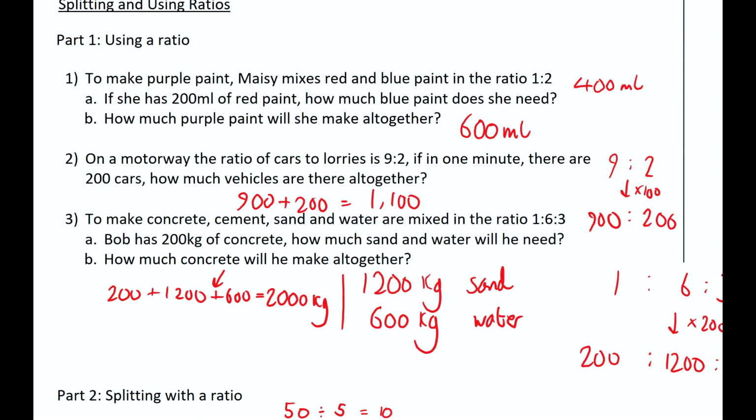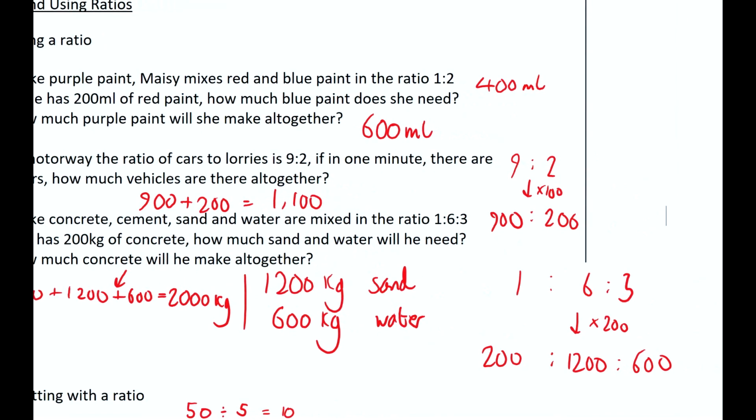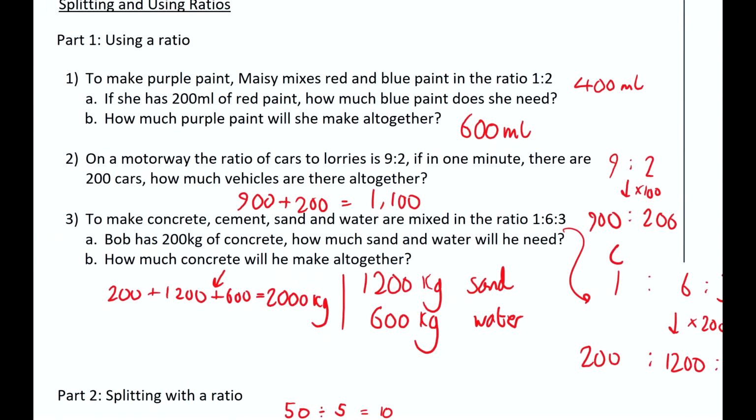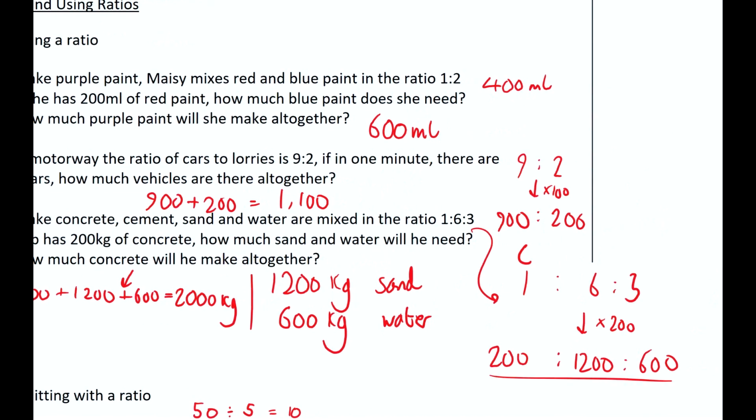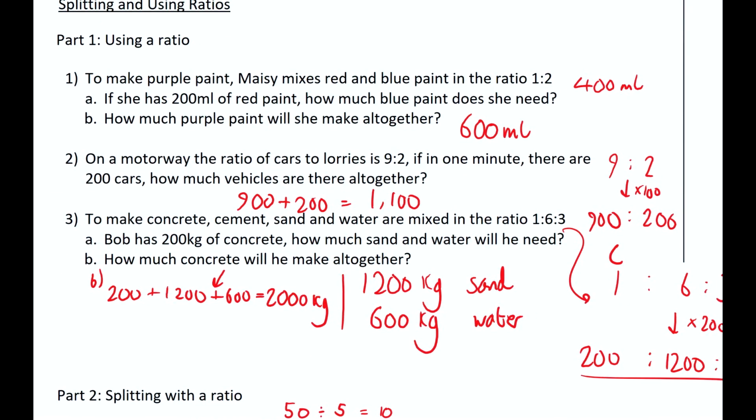Question 3, we've got a triple ratio, nothing really changes. My working out is down here. We've got a ratio 1 to 6 to 3, and we're told we use 200 kilograms of concrete. Concrete was here, so we had to times everything by 200. I then worked out how much sand and water was needed, and then in part B, which is here, I add together all those 3 numbers down here, and that gives you the total amount of concrete made.